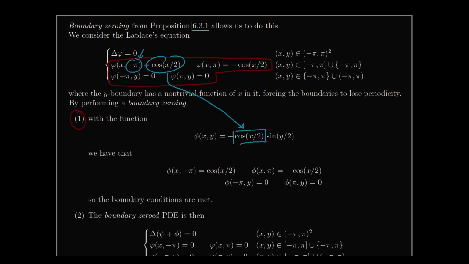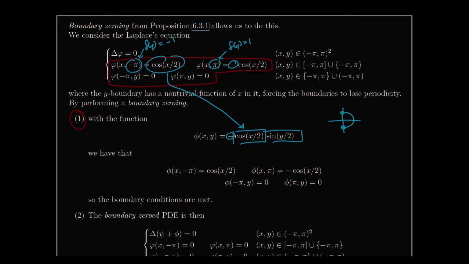Now, what do I need? I need a function of y that's equal to negative 1 at negative pi. I need a function of y that's equal to 1 at pi, and then I'll add a negative sign in to account for that negative sign. So, what is a function that's equal to negative 1 at negative pi and positive 1 at pi? Everybody's favorite is sine y over 2. So that's where sine y over 2 showed up.